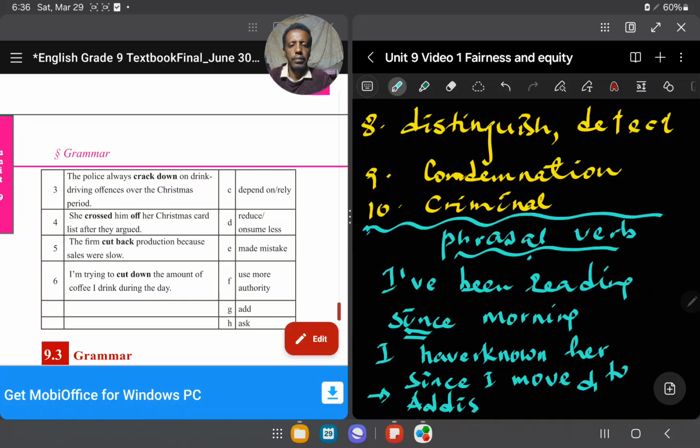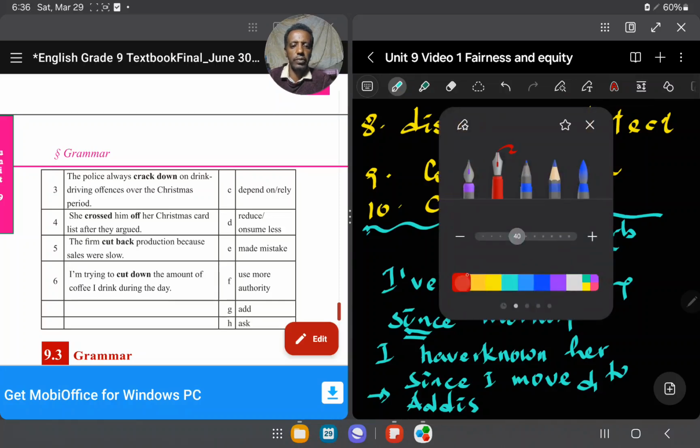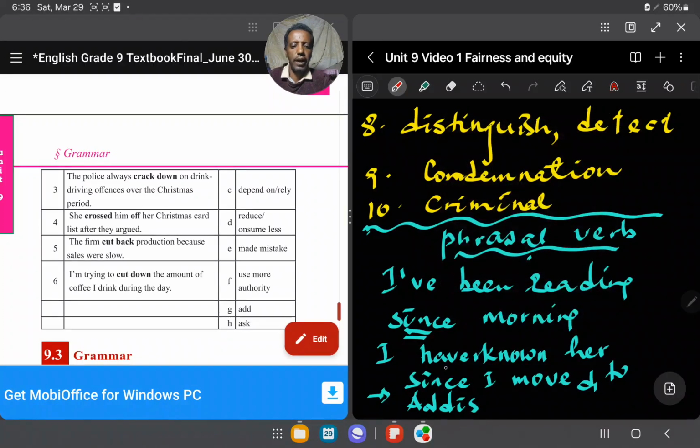Look, what did we say here? At the same time we can use present perfect tense and simple past tense. Let me show you here. It's better to underline it. I have known her since I moved to Addis. Look, here is the present perfect tense, and this one is I moved to Addis. So we can use present perfect tense and simple past tense at the same time.